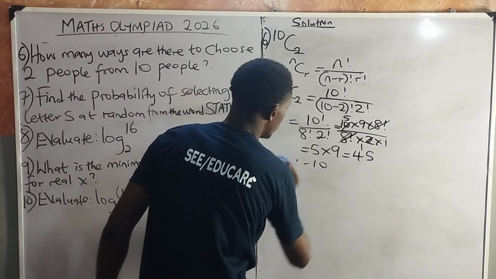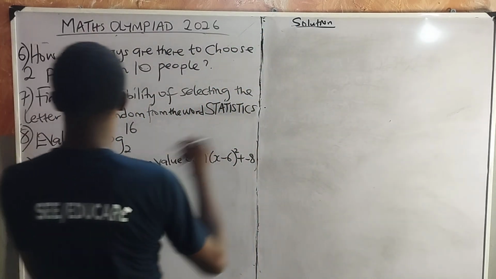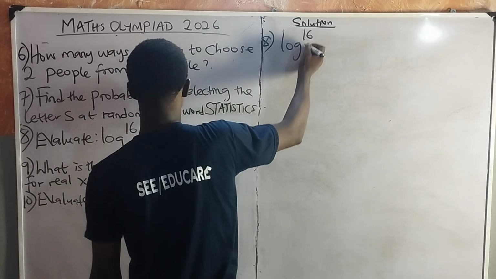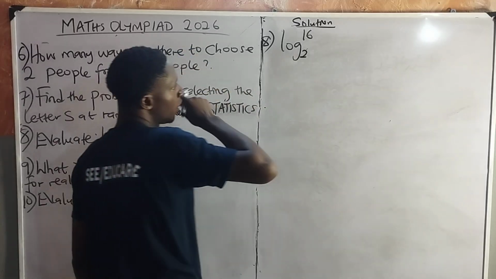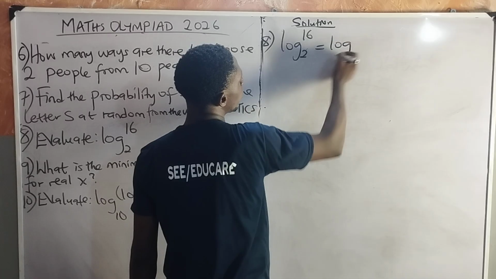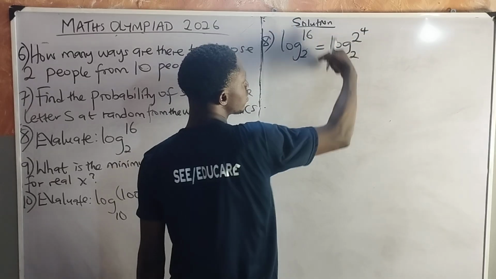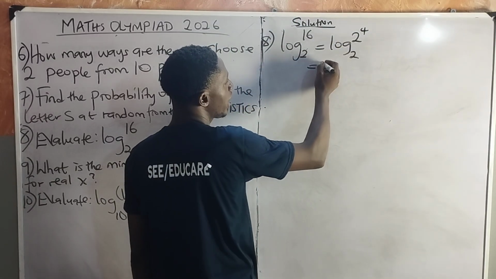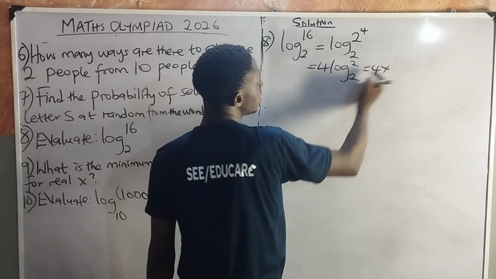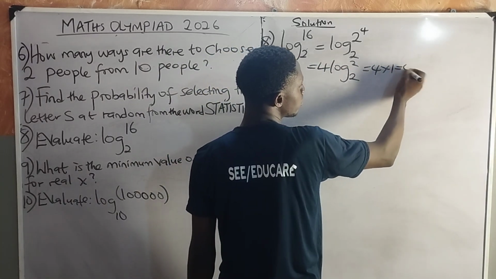Let's go to the next ones. We go to number 8. Evaluate log 16 in base 2. There are 2 ways you can do that. You can use the idea of logarithm, which is equal to log of 16 in index form, 2 raised to the power of 4, in base 2. So let us bring the power in front. We have 4 log 2 in base 2, which is equal to 4 times any number raised to its base. Any number to its base is 1. So 4 times 1 is 4.